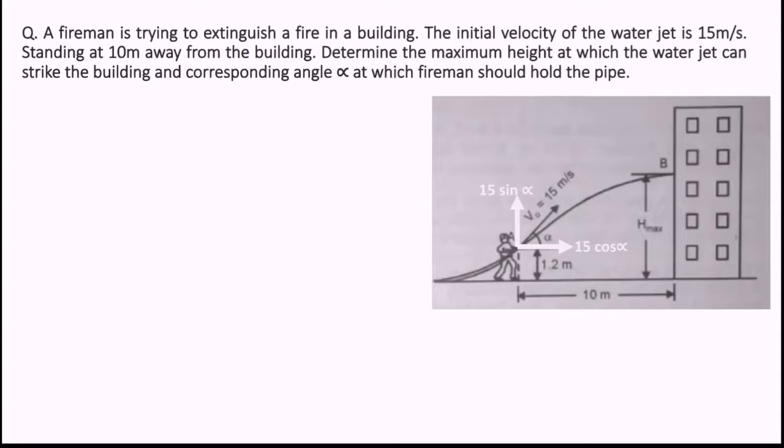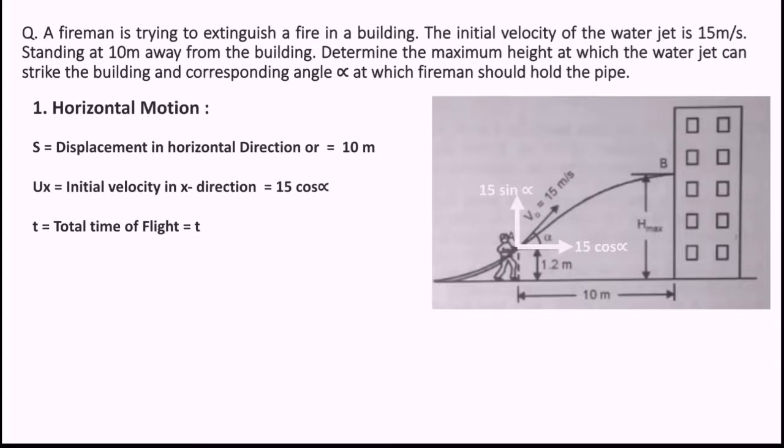So for horizontal motion we need three parameters: S, U and T. S, that is horizontal displacement, in the question is given as 10 meters. U is the initial velocity in x direction, which we have determined as 15 cos alpha, and let us say T is the total time of flight. For horizontal motion we have only one equation, S is equal to ut. Substituting the values, I will get the equation for T as T is equal to 0.667 divided by cos alpha. Let this be equation number 1.